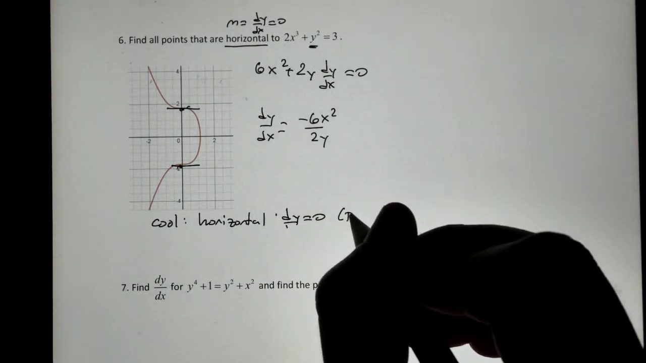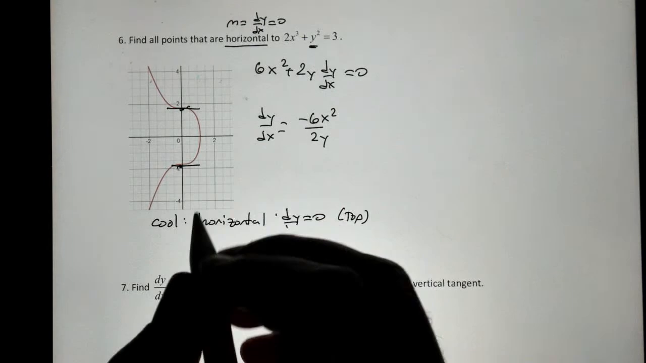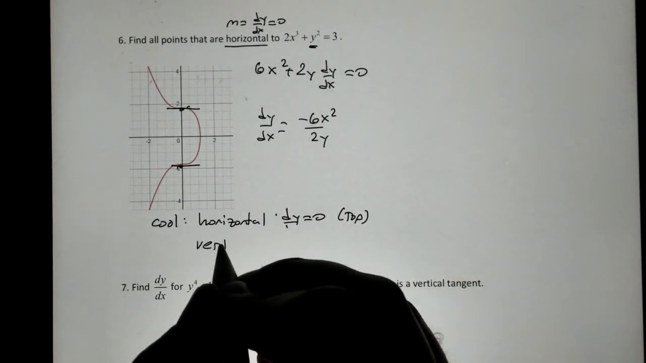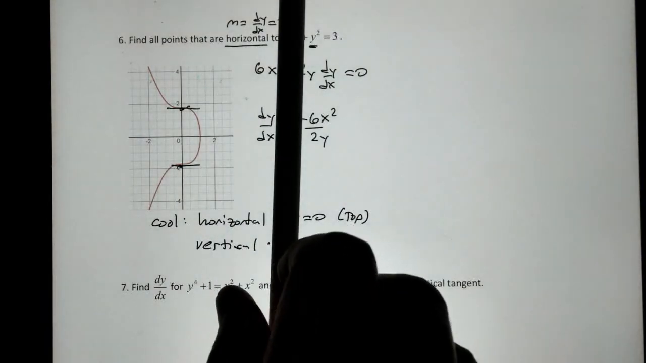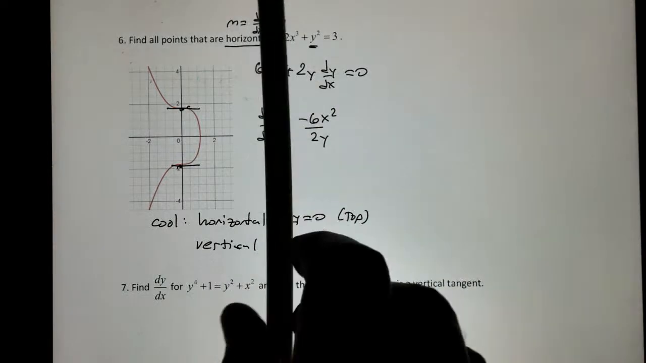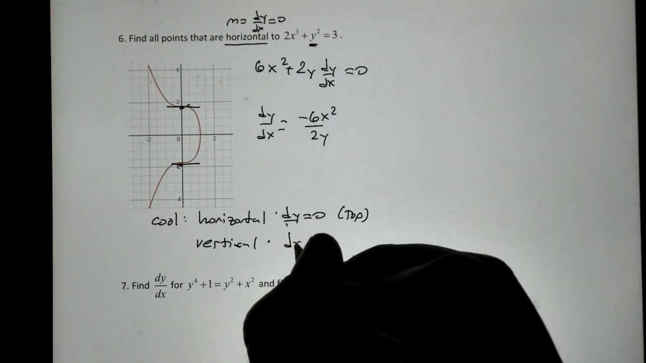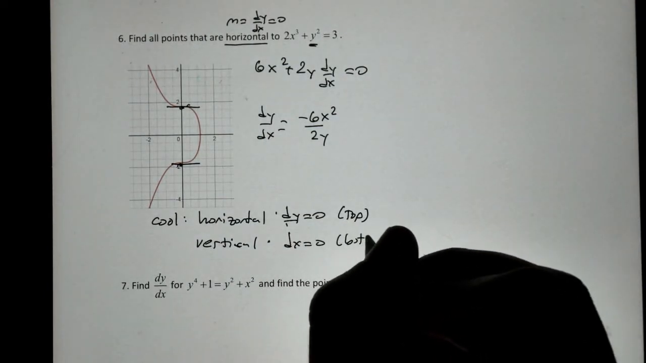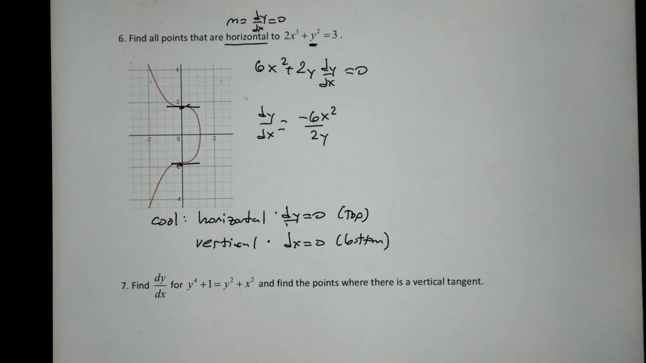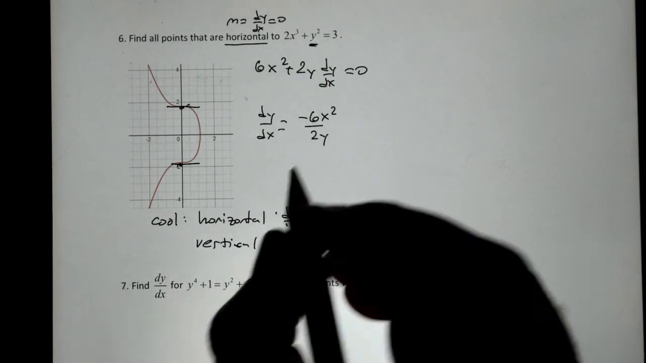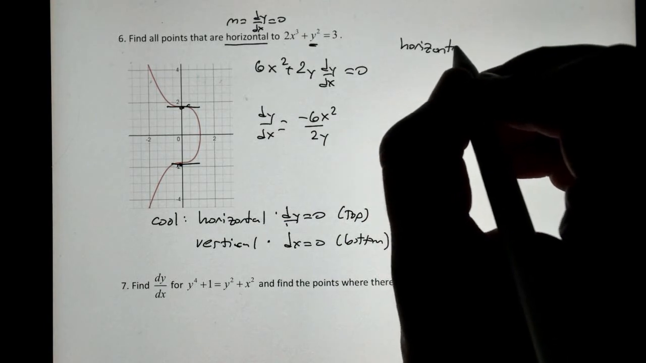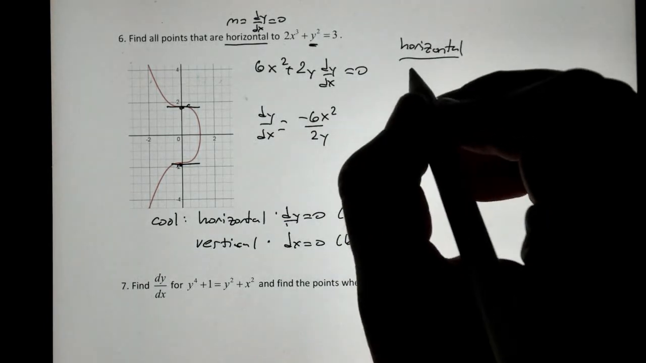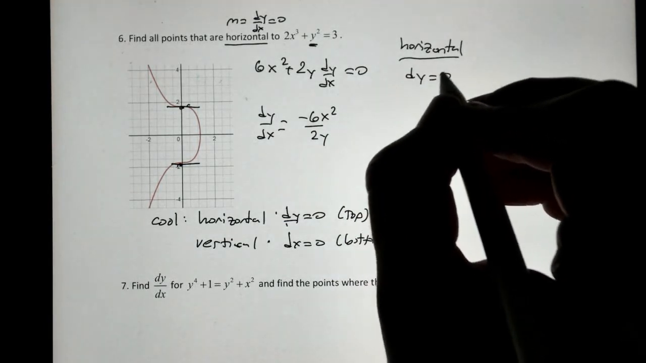In other words, we're only looking at the top. Same way for a vertical. Well, for a vertical line, my change in x will be 0. There's my vertical line. There's no change in my x values. So we can say that dx is 0. We only have to look at the bottom. So if I'm looking for a horizontal, I only have to look at the bottom. Sorry, the top. dy equals 0.